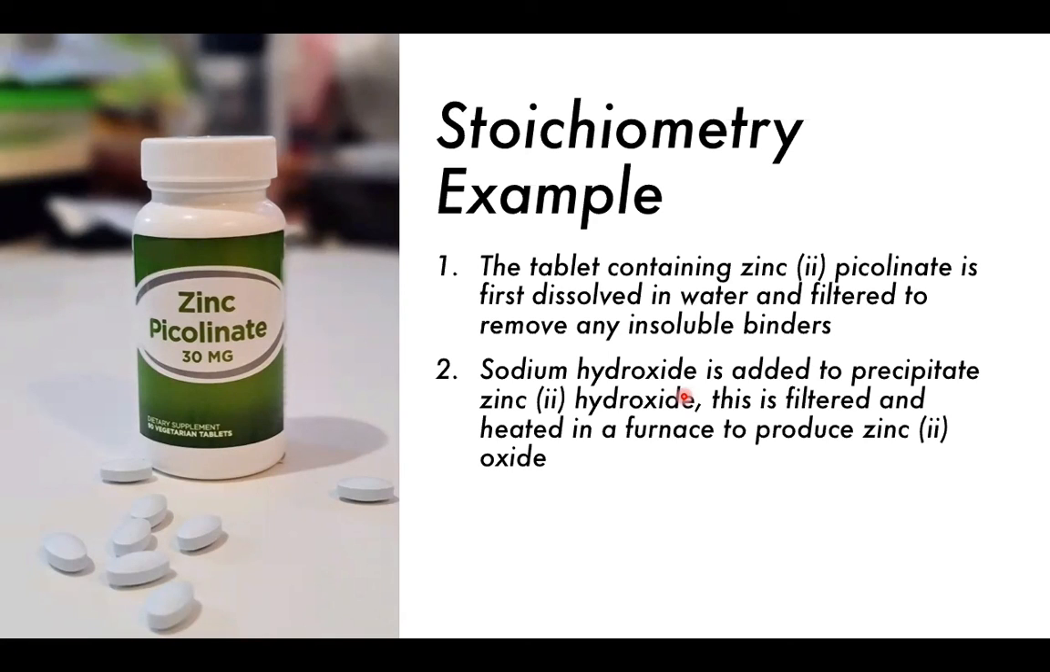This is then filtered and heated in a furnace to produce zinc oxide. The heating in the furnace converts it to zinc oxide, but the more important step there is that it's removing any extra water that might be adding to the weight. So the process here is that the zinc(II) ion reacts with the hydroxide to form the insoluble zinc hydroxide, which can then be heated up in a furnace to produce the dry zinc oxide.